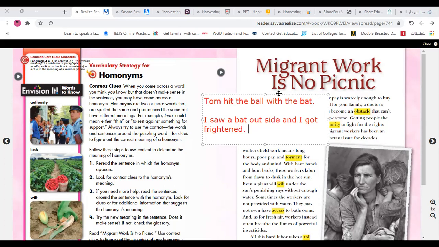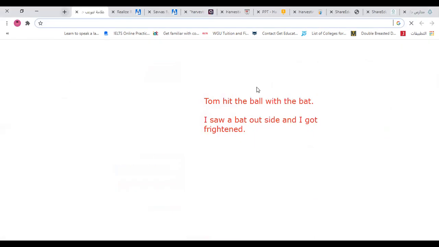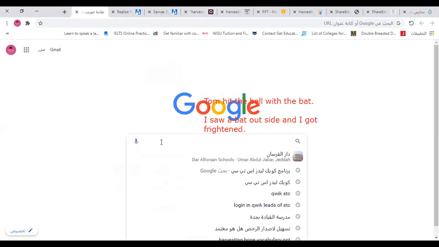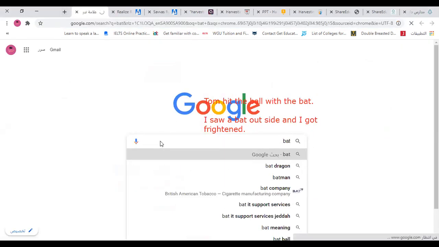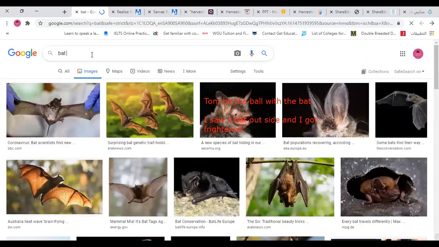Now, if you look at these two sentences, both of them have the word bat. But if you read each one of them, you will notice that each bat has a different meaning. When I say Tom hit the ball with the bat, what kind of bat do I mean? I mean this bat. The stick? Yes, the stick that I use for hitting the ball, in the sport. Exactly. Bat, baseball.